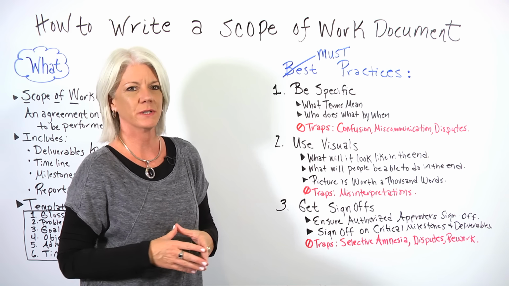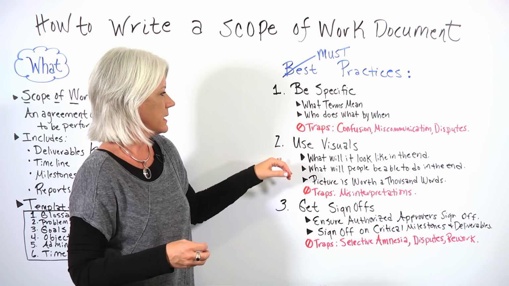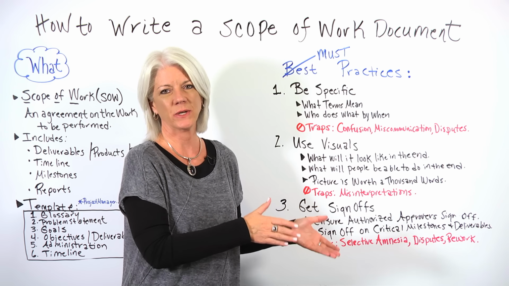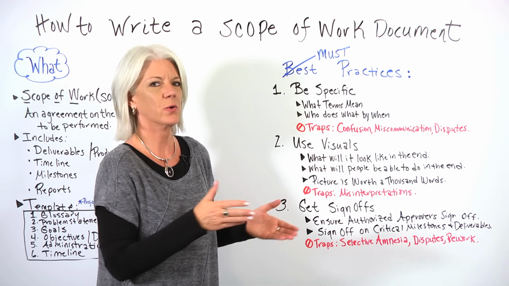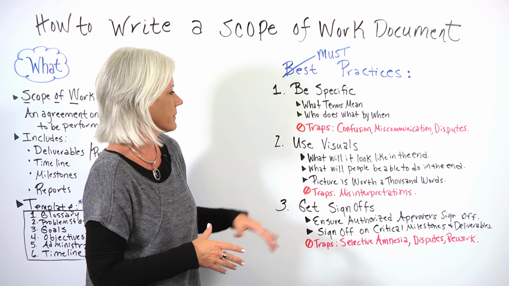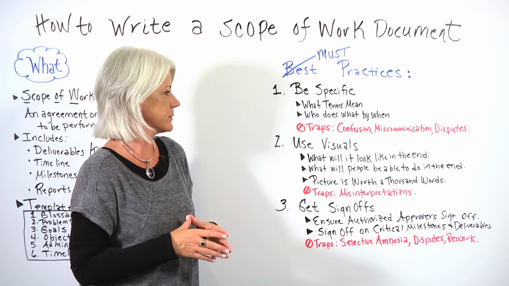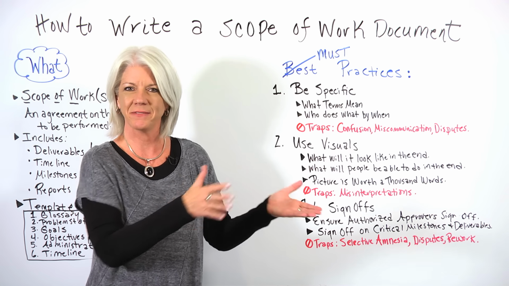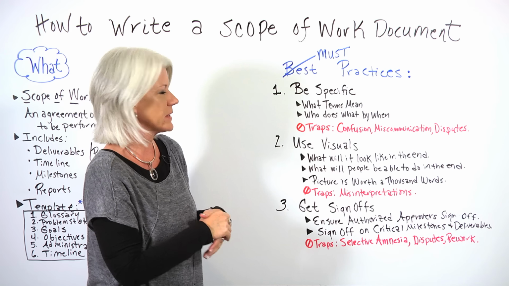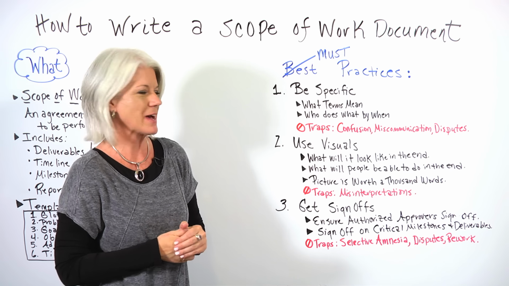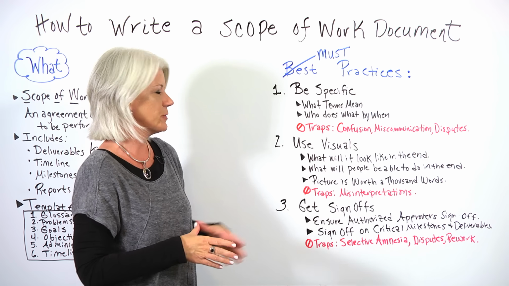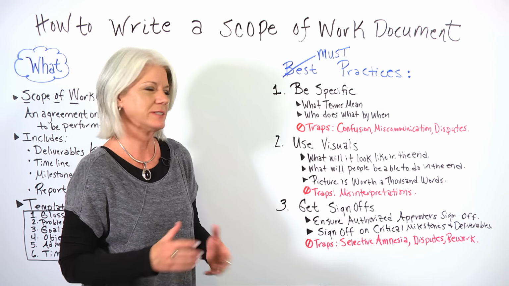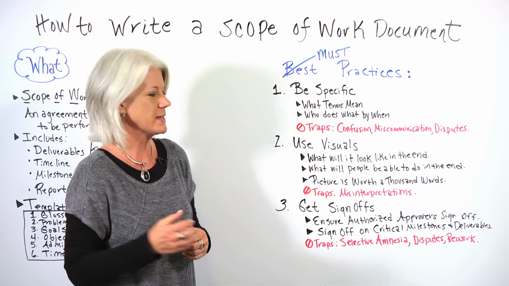You also want to include visuals. Want to paint the picture of what it will look like in the end once this scope of work or this project is implemented. You also want to be able to show what people will be able to do at the end of this project by implementing this. Remember, a picture is worth 1,000 words. Again, you're avoiding a trap here, which has to do with misinterpretations. So the visuals help avoid that.